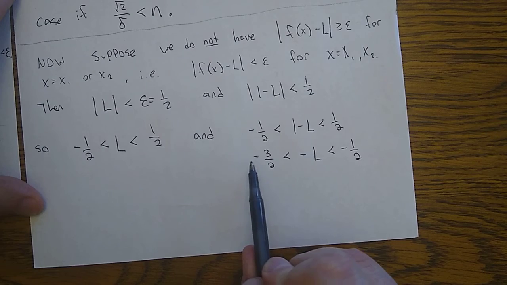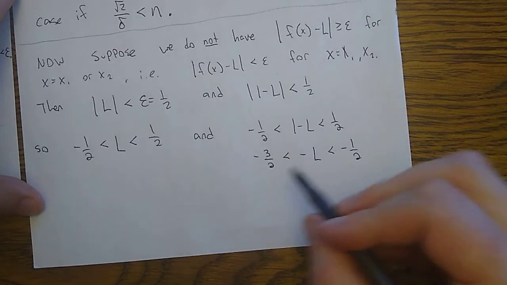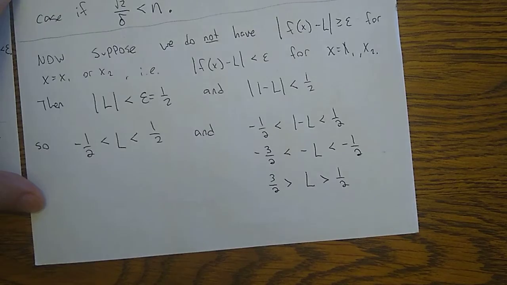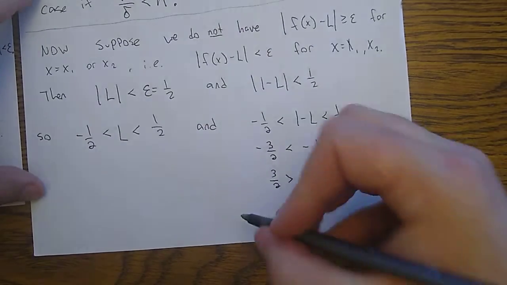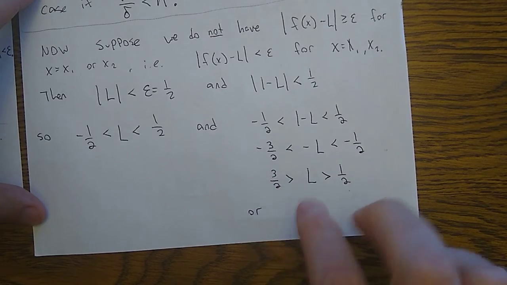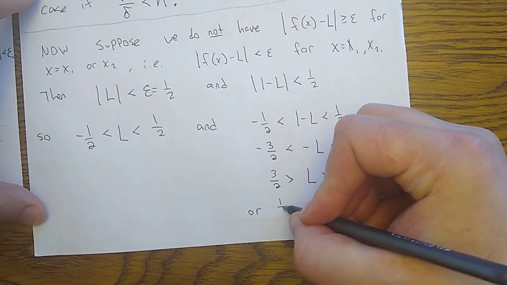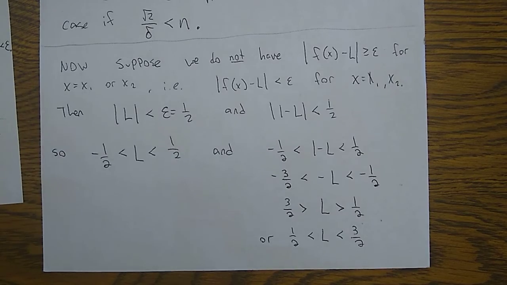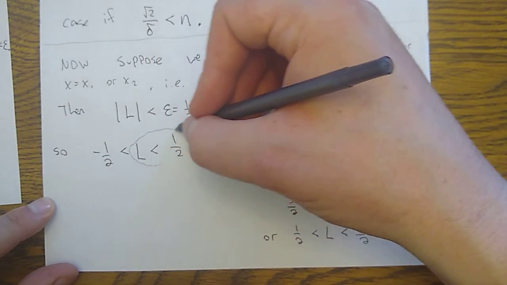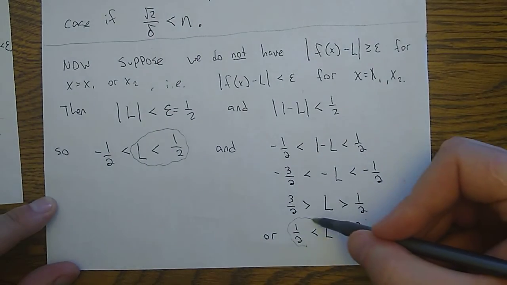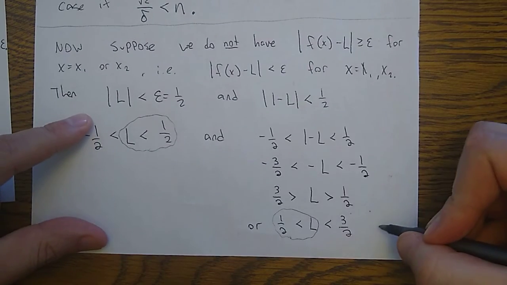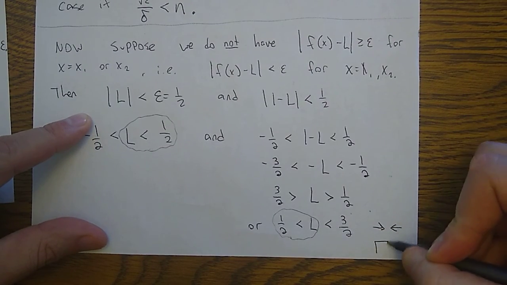And then I'm going to multiply everything by negative 1, which reverses the direction of the inequalities. Maybe it bothers some people to write it this way, so I can put it in the right direction again: 1/2 less than L less than 3/2. That was just reversing the order. But in any case, we have a contradiction. This is telling me L is less than 1/2. This is telling me L is greater than 1/2. So there can't be any number L that satisfies this. That is a contradiction, and that is the end of the proof.